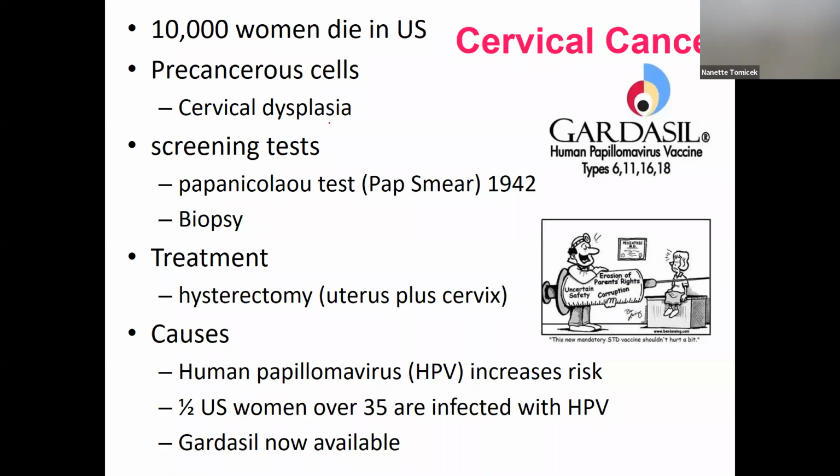Women are often tested annually for this. This is the Pap smear test. It was invented back in 1942 by Dr. Papanicolaou. Say that one three times fast. That's why we just call it the Pap test. And that's available to look for any type of precancerous cells, any extra cell growth or abnormal growth on the cervix.